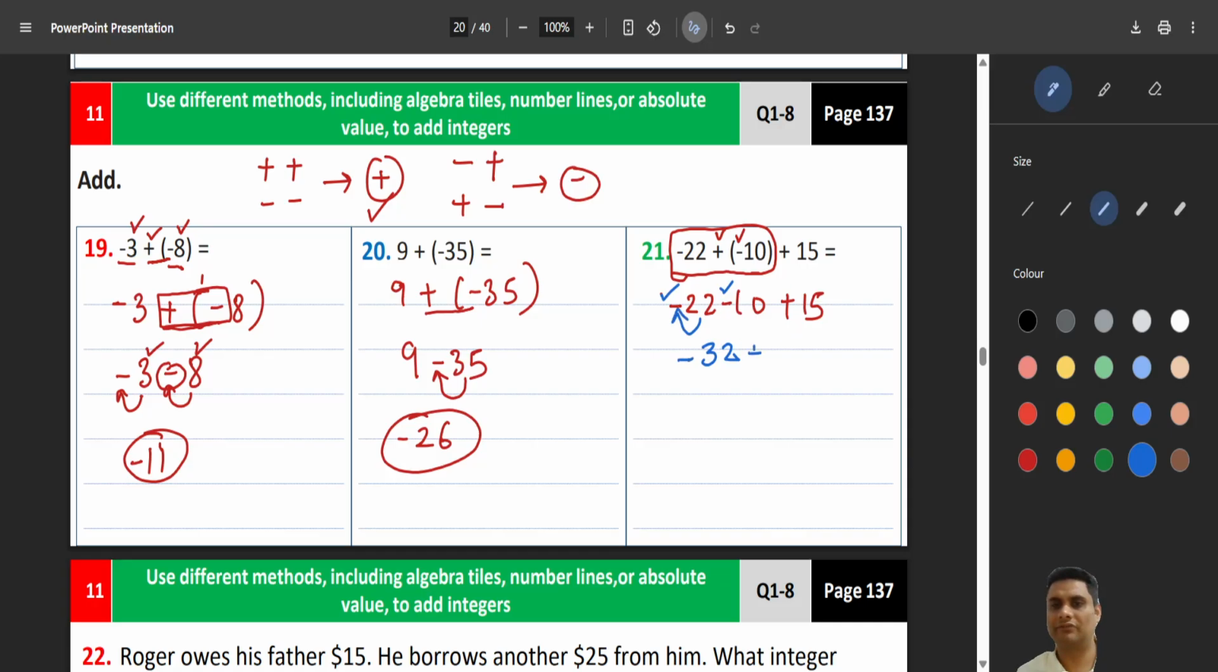Then plus 15. Now 32 and 15, do they have the same sign or different sign? Here plus, here minus, different sign. Different sign means minus. 32 minus 15 will give you 17. Now check the bigger number. The bigger number has minus, so the answer will also take minus. So my answer will be minus 17. Okay. Remember the rules. If you remember the rules, these questions will be very easy to solve.